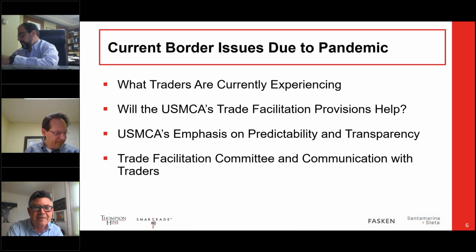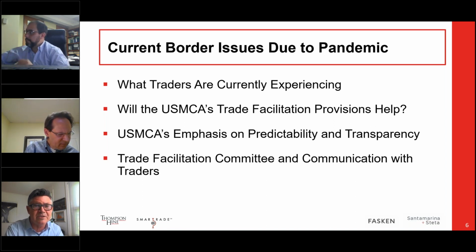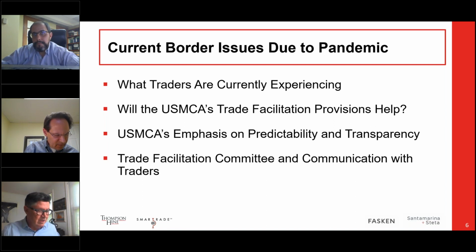The USTR has indicated that they haven't heard from traders enough on customs issues. And again, having trade facilitation provisions in a free trade agreement is still relatively new. So they want to hear more from traders. So all of you traders out there, look for notices from USTR in the Federal Register, at least on the US side, and other opportunities when this Trade Facilitation Committee is finally stood up. Nothing's going to be a quick fix, but compared to NAFTA, at least there is now a vehicle for traders to be heard specifically with regard to these types of issues.